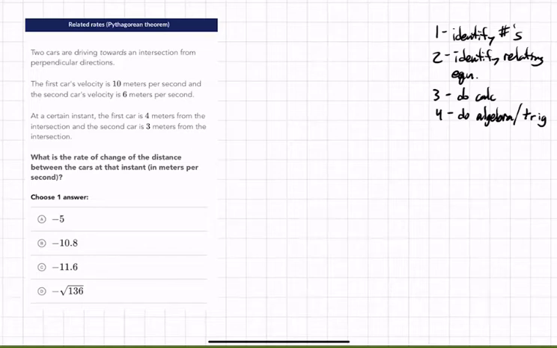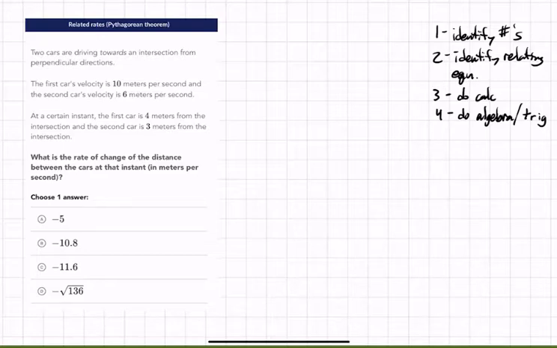Steps up for you guys, for those of you who love steps. The first thing we're going to do is read the problem. We're going to identify numbers and identify the relating equation. Those are the first two steps. Then we're going to do some calculus, that's taking the derivative, and then we're going to do algebra and trig, whatever we need to do in order to simplify and find our answer. So, without further ado, let's go.